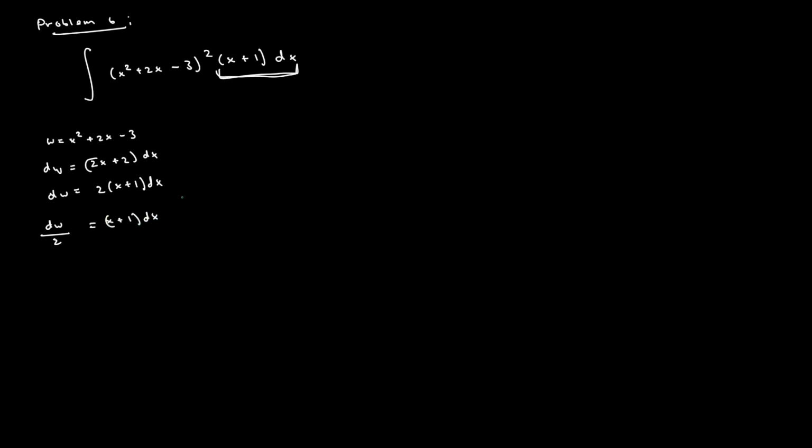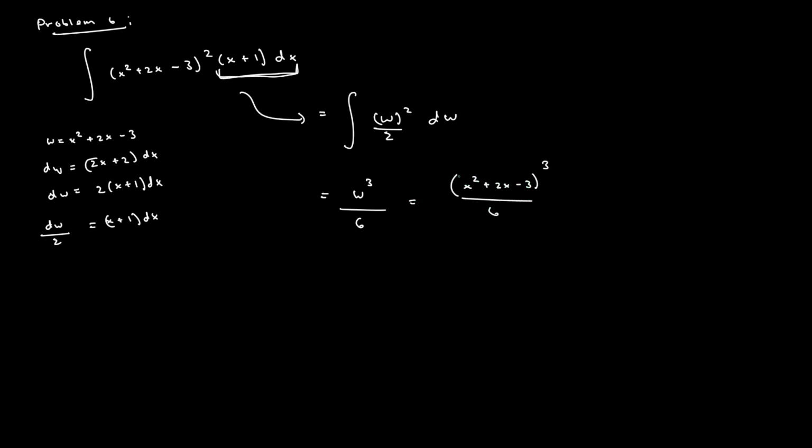And then now we can continue on with our substitution. So this is equal to the integral of w squared divided by 2, coming from this dw over 2, times dw. And we know how to evaluate this. This is the same thing as w to the power of 3 divided by 3 times 2, which leaves us with w to the power of 3 divided by 6. And then re-substituting in, writing in terms of x, we get x squared plus 2x minus 3 to the power of 3 divided by 6 plus c.